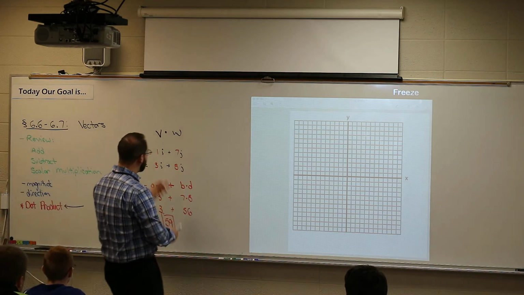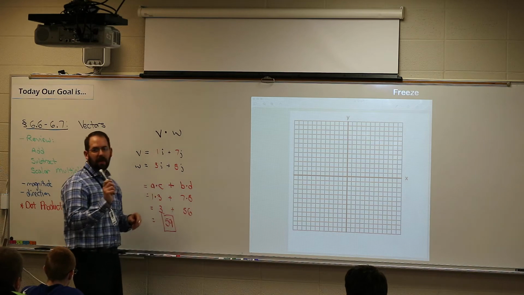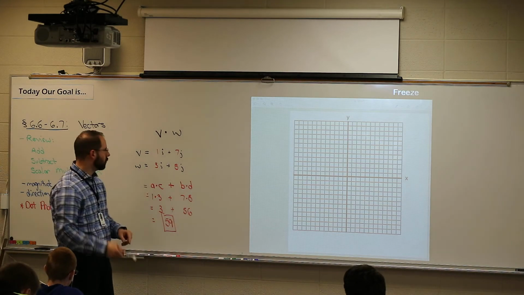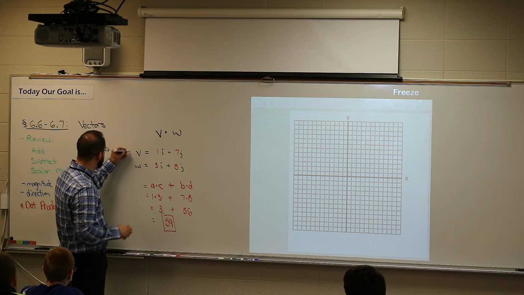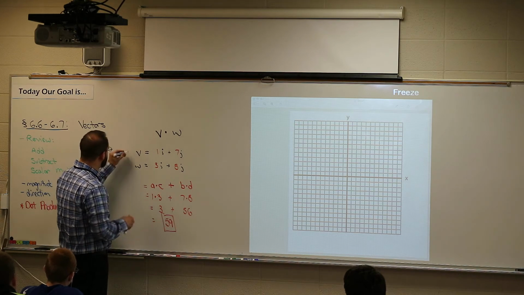So let me actually draw these vectors. I'm going to draw vector v and vector w, and they're going to start at the same spot so you can see that they're going two different directions. In fact, I'll do the top one in blue. I'll do the bottom one in green.